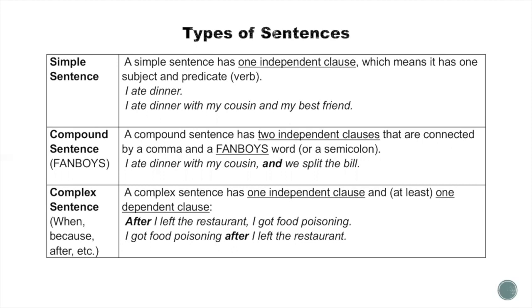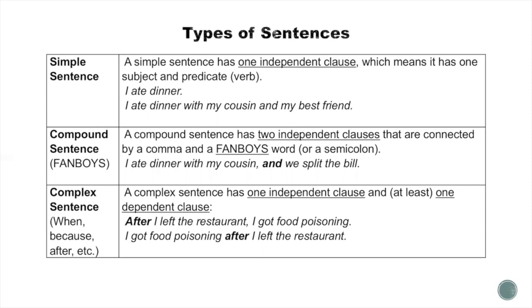We can also add on additional details, but there's still just one idea. I ate dinner with my cousin and my best friend. It's just a simple sentence and it just gets kind of right to the point.